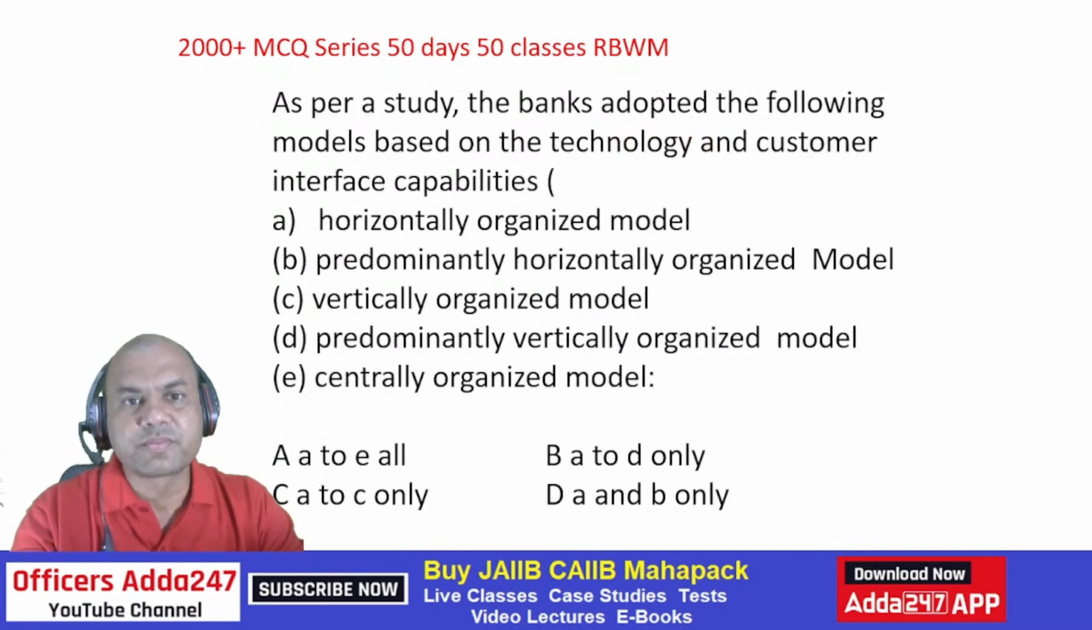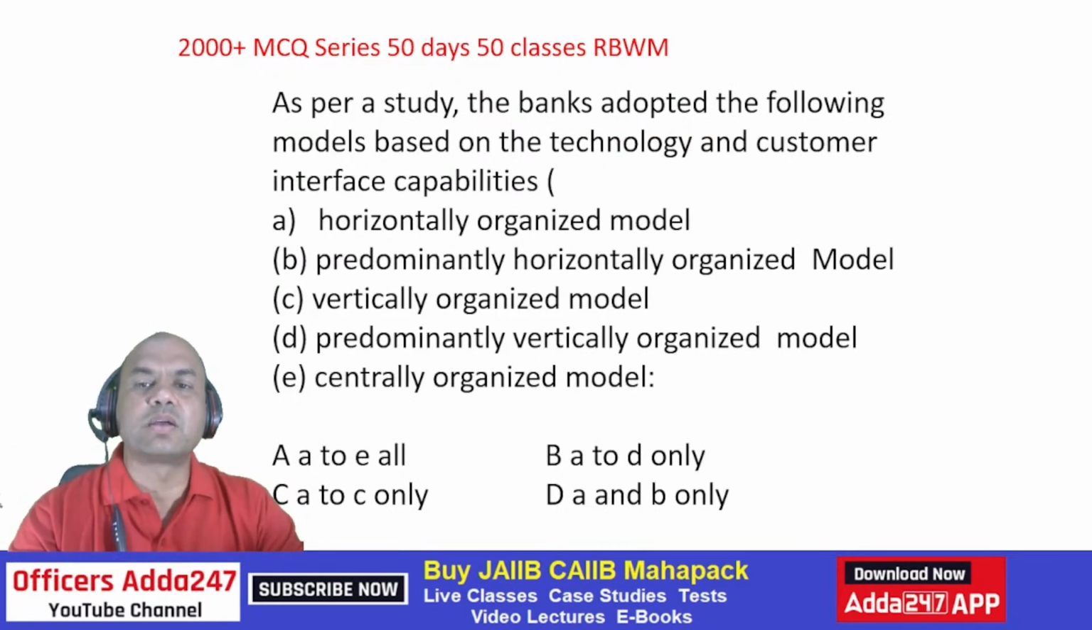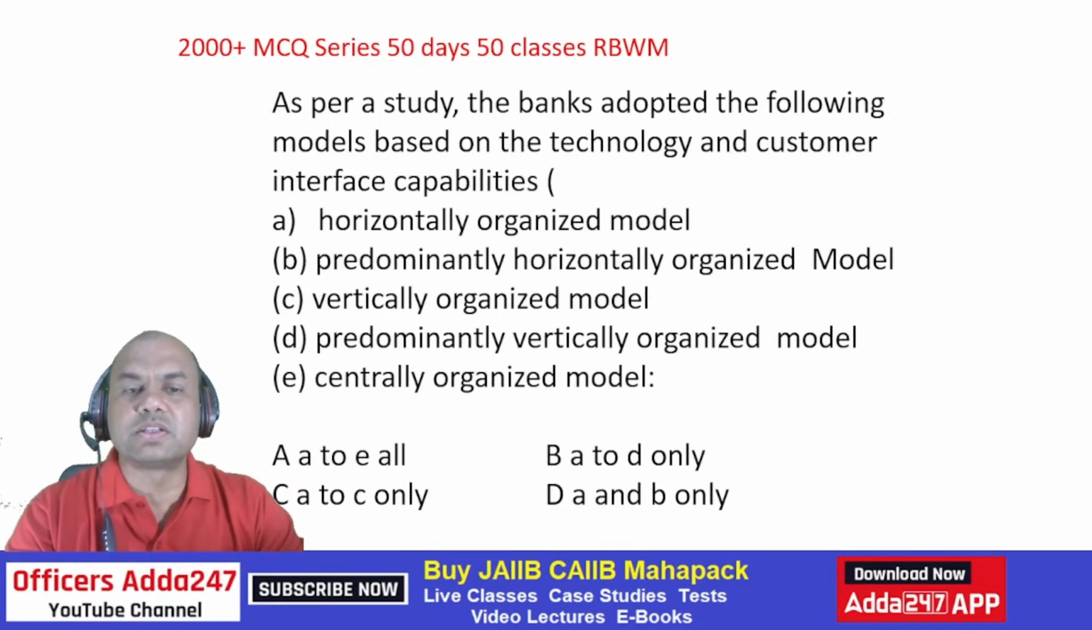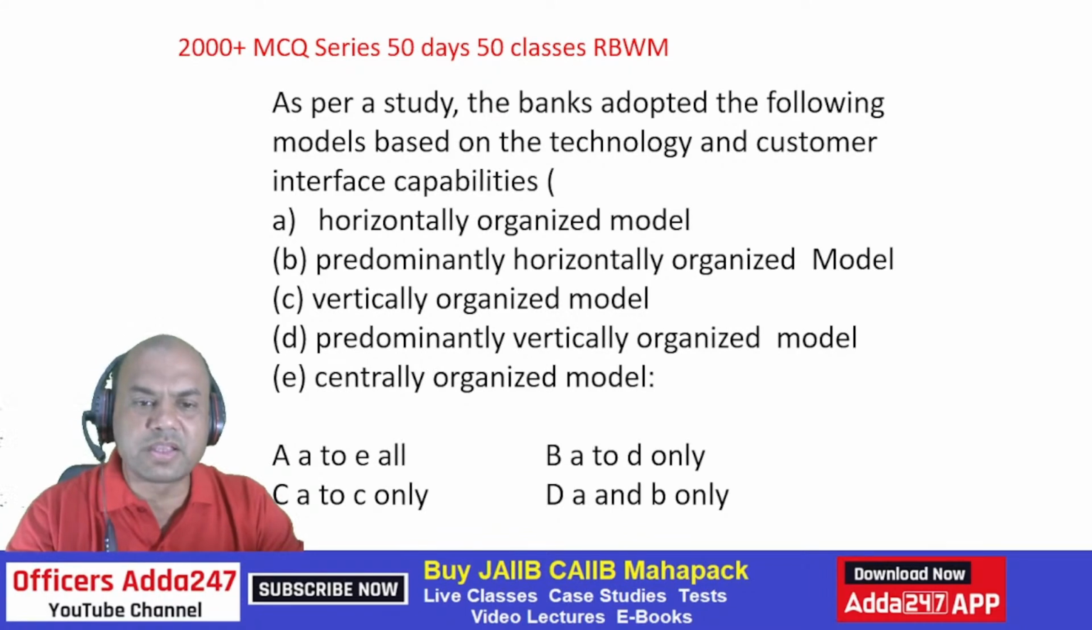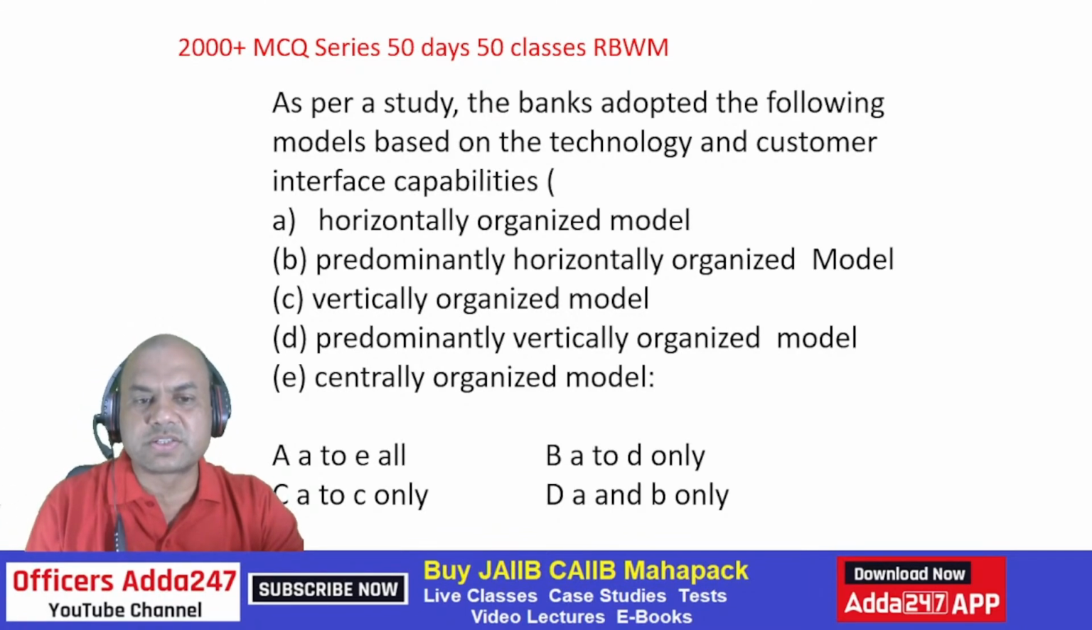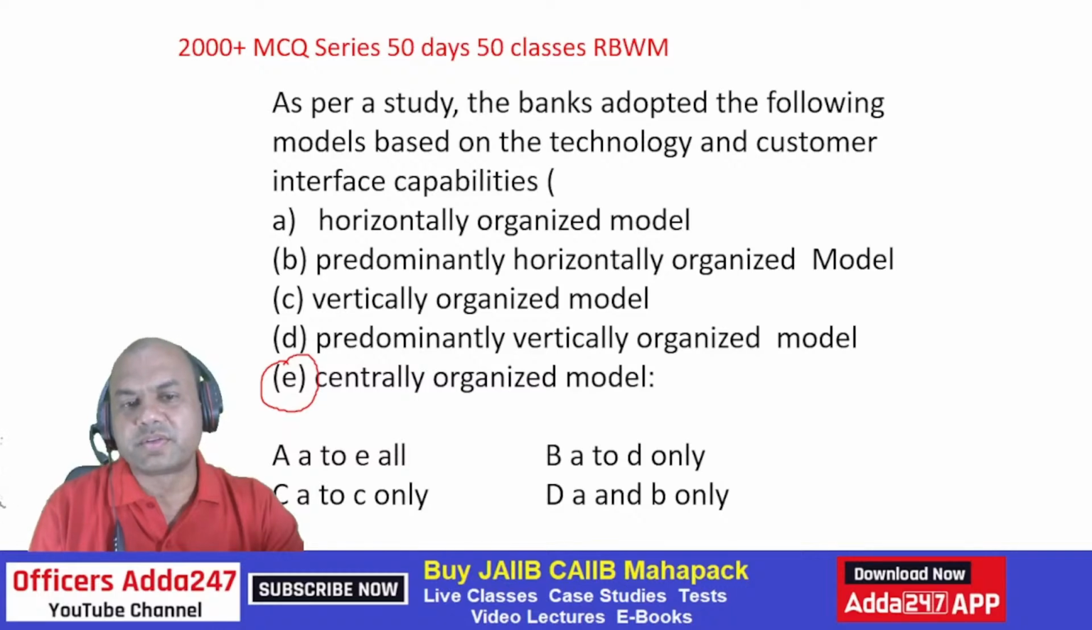As per the study, banks adopt the following models based on the technology and customer capabilities. So horizontally, then vertically, PH, PV, and the last one is centrally organized. This one, E, is different. Now the remaining earlier ones we have studied: horizontally organized, then PH, vertically organized, PV. So the answer is what? A to E all or A to D only.